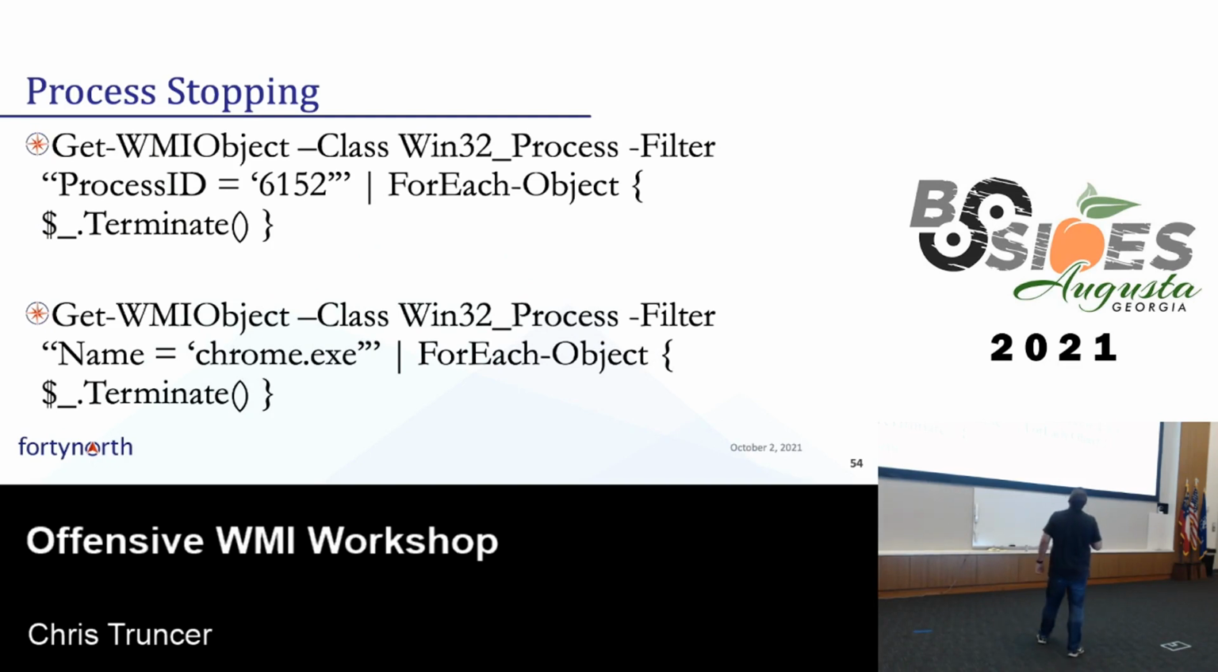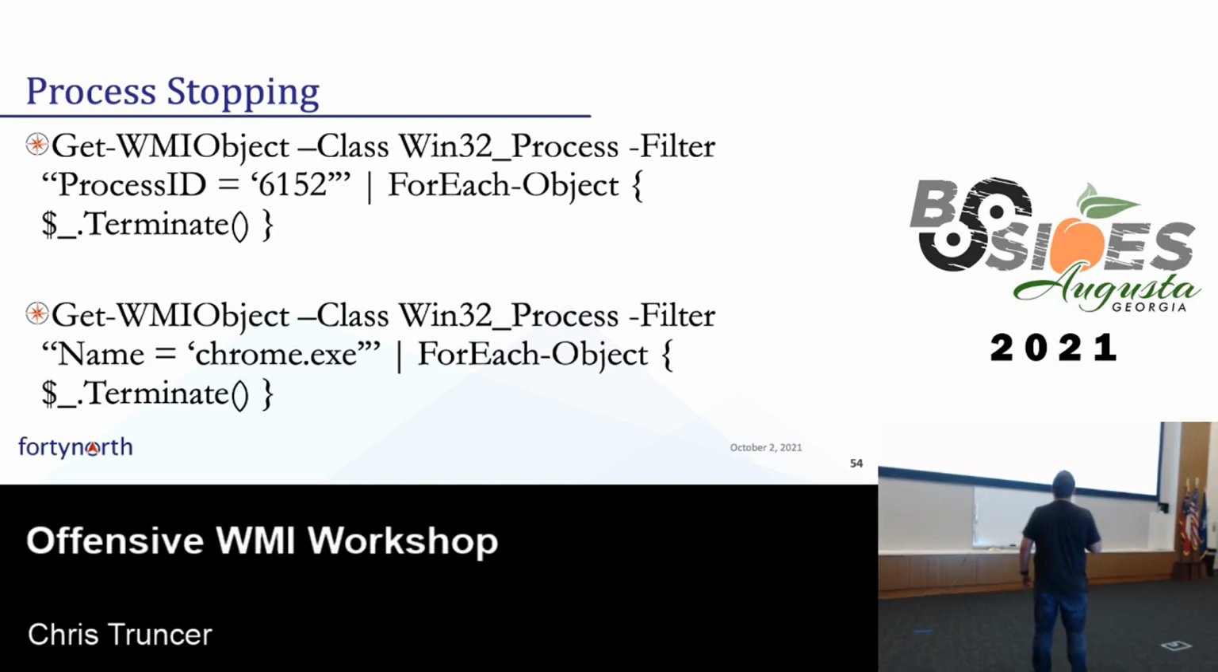We're specifying our class. We're specifying our filter is process ID equals, in this case, 6152. We're then piping that into ForEach-Object and then calling terminate. Now, do we actually have to do that this way because there really should only be one object coming back? Like, no. Again, there can be multiple ways that this can be coded. This is just one example.